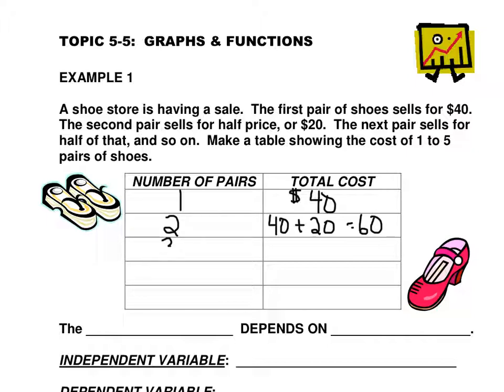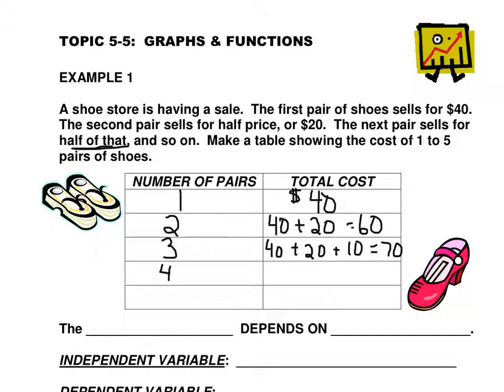If you buy 3 pairs of shoes, it says the next pair sells for half of that. So every new pair of shoes is half of the previous one. So you'd pay 40 for the first one, 20 for the second one, and then you would pay 10 for the third one. If you add that up, you'll get $70.